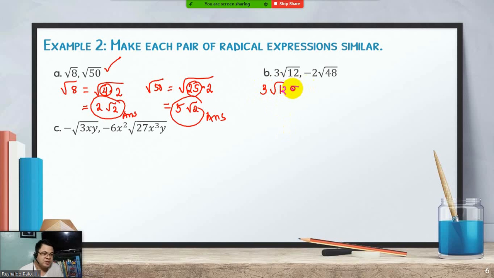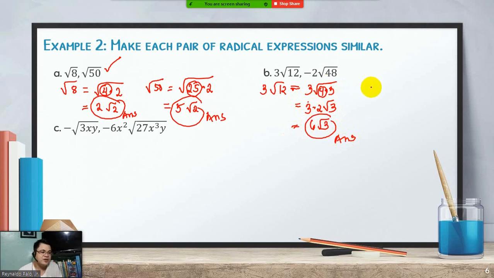So, same thing, 12 is not a perfect square, so therefore, we have to factor 12 wherein one of its factors is a perfect square. So, the factors of 12 are 4 and 3. And 4 is a perfect square. So, square root of 4 is 2. 3 times 2 square root of 3. Then 3 times 2 is 6 square root of 3.